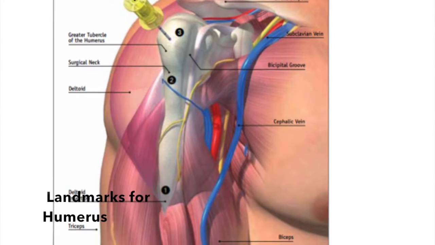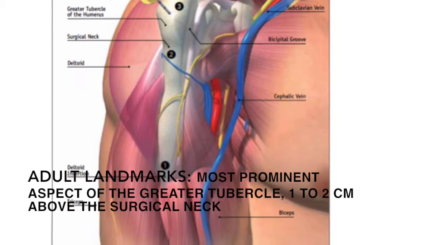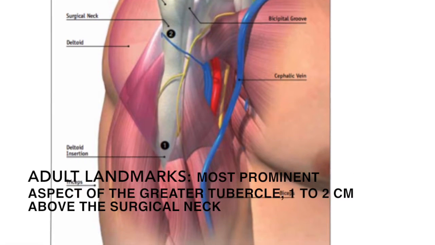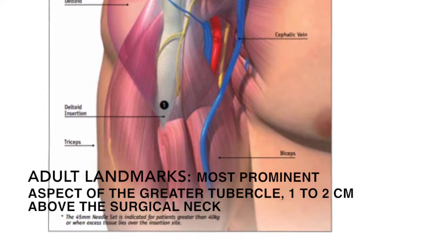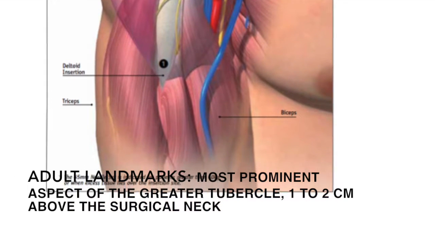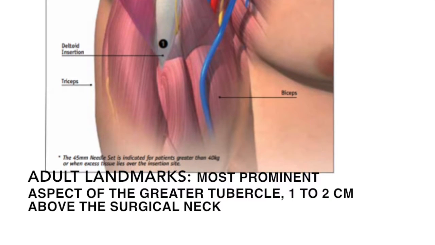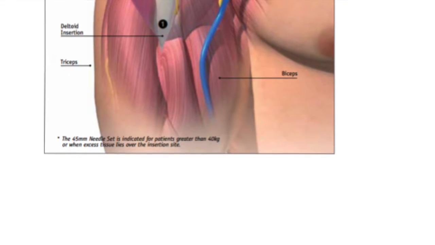For proximal humerus insertion, have the patient place their hand over their abdomen with the elbow adducted. Palpate the humerus towards the shoulder until you feel the surgical neck. This will feel like a golf ball on a tee. Where the ball meets the tee, this is the surgical neck. Insertion site is 1 to 2 centimeters above the surgical neck on the most prominent aspect of the greater tubercle.